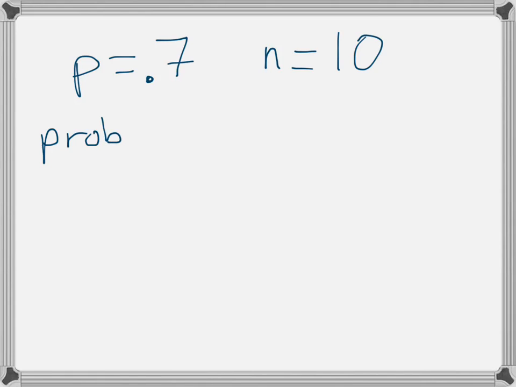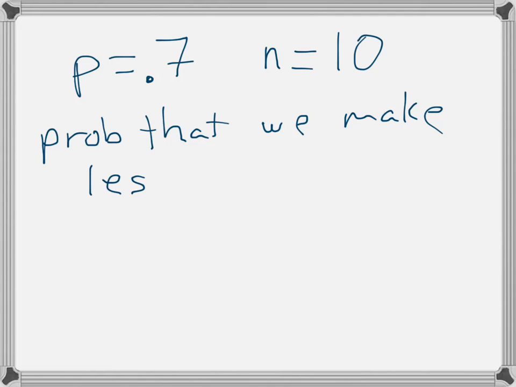Okay, let's look at one other type of problem. Suppose we're doing the same thing. Let's suppose the probability of success is 0.7. The number of trials is 10. We want to know what is the probability that we make less than 5.